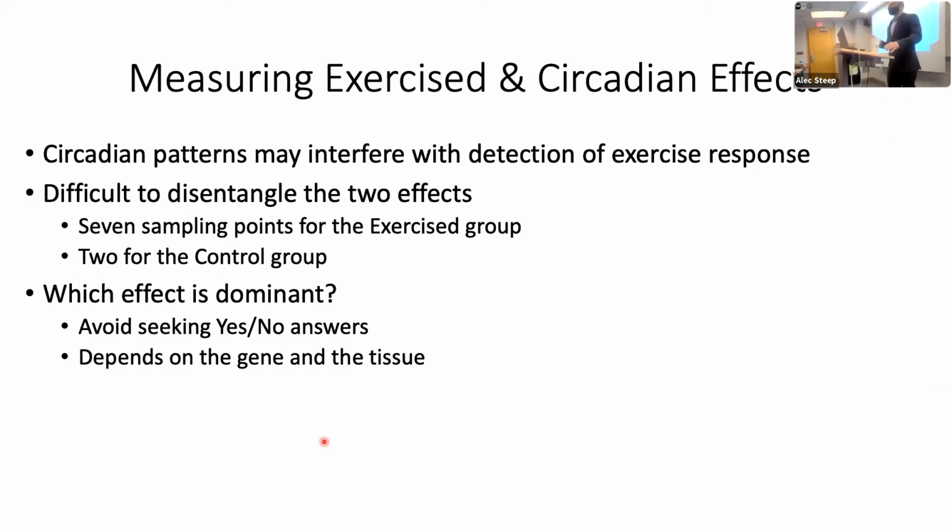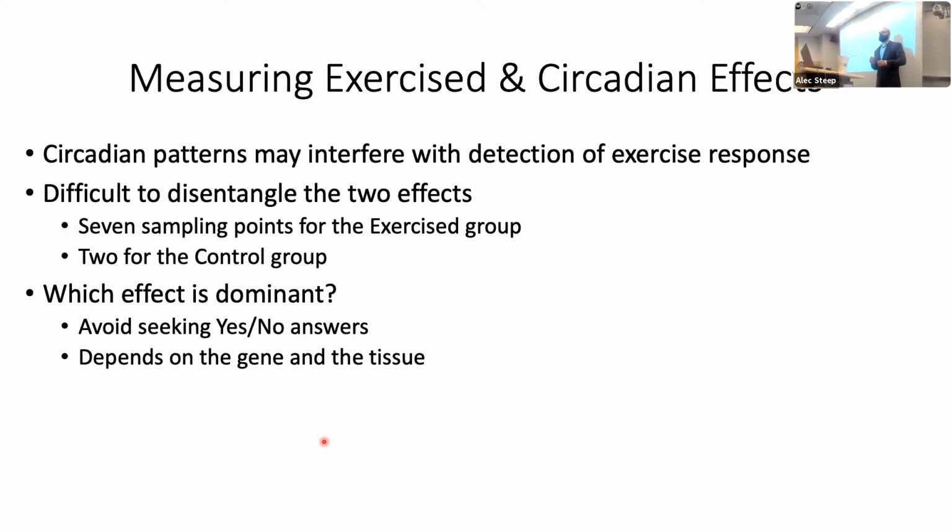One of the big reasons is our lack of samples, the lack of parameters we can use in our models. We're really limited. We have to get savvy here. We've only got 7 sampling points for the exercise groups. We've got 2 for the control groups. We want to know which effect is dominant.